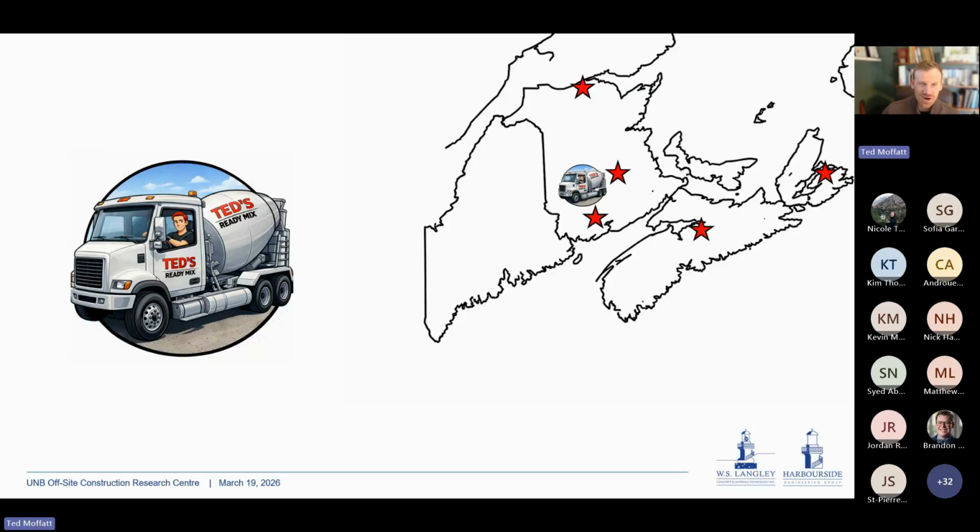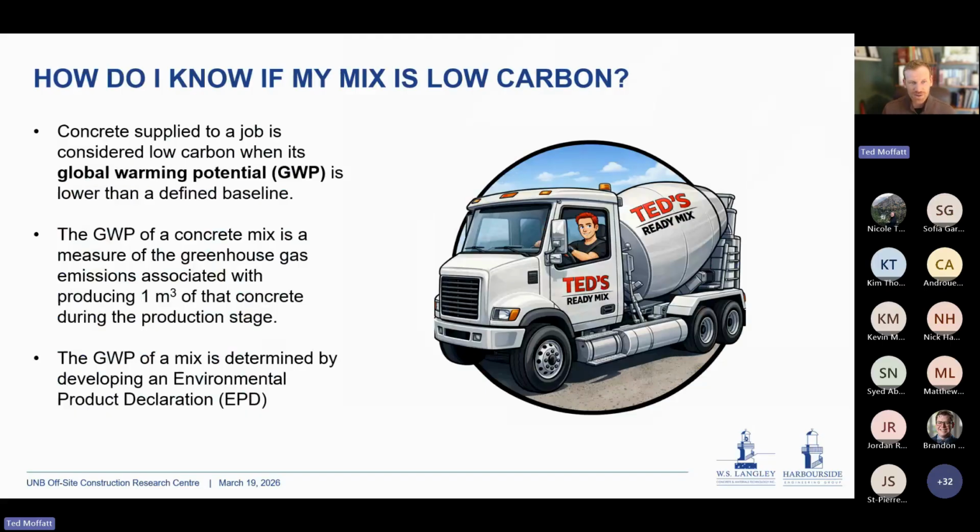So this star here is fly ash from Belledune, and there are 2 local sources of coarse and fine aggregate. We're going to assume that I purchased UL from Brookfield, and my admixtures are coming out of Sydney. So with that mix, how do I know that mix is low carbon?